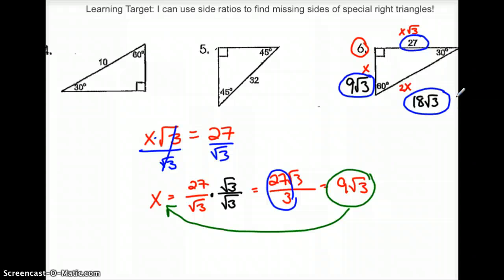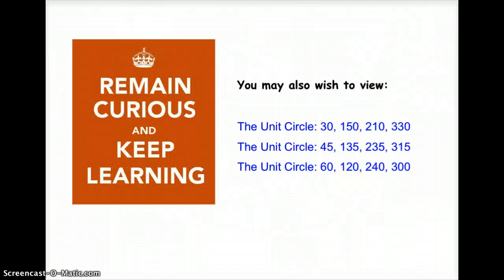So if you've got your trig packet, the rest of this page is for you to finish. That's the assignment. I believe that's it for my examples. Yeah, so what's coming up next is creating the unit circle.